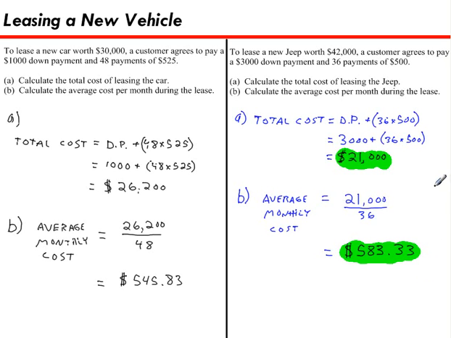To lease this Jeep, the total cost would be $21,000, and in B, the average monthly cost was $583.33.